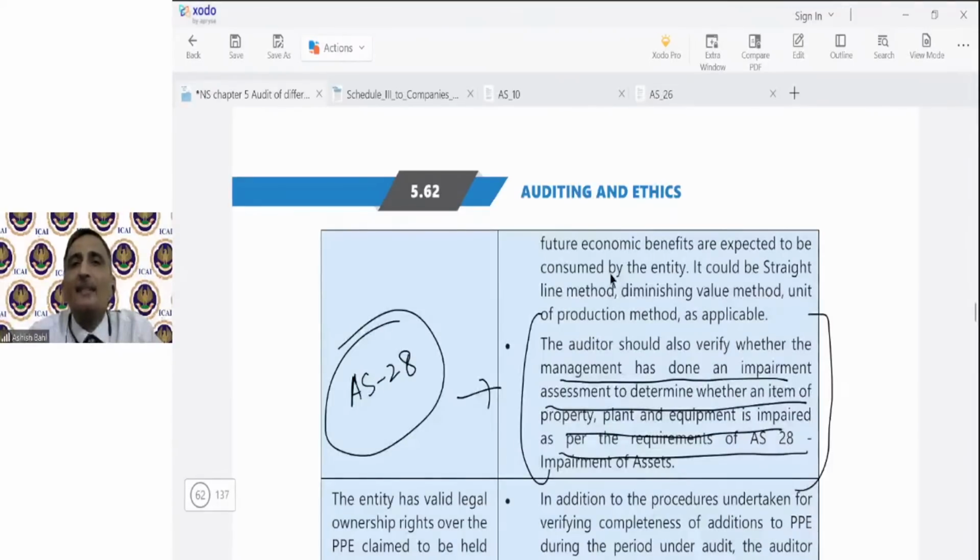So impairment means, say, when the carrying value of an asset is more, but its recoverable amount is less. It may happen due to some technological development, or due to the nature of the item, or because of rapid obsolescence. So these are the conditions which are there in AS 28. Obviously the auditor has to see that the requirements of AS 28 are followed.